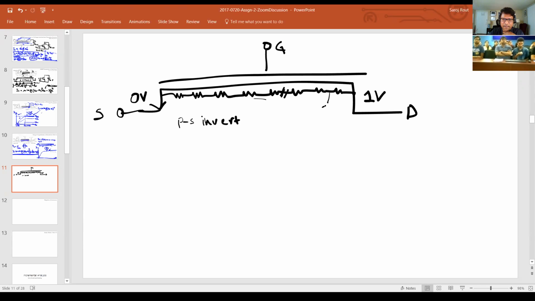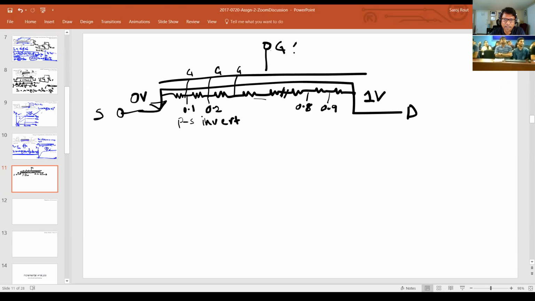0.9. Yeah, exactly. So 0.9, and this will obviously be 0.8, and this will be 0.1, right? This will be 0.2 and so on. Now the gate to source in a channel is not a discrete value, it's a continuous value. So all these nodes are actually gate to source. All these voltages are gate to source. These voltages are gate to source.